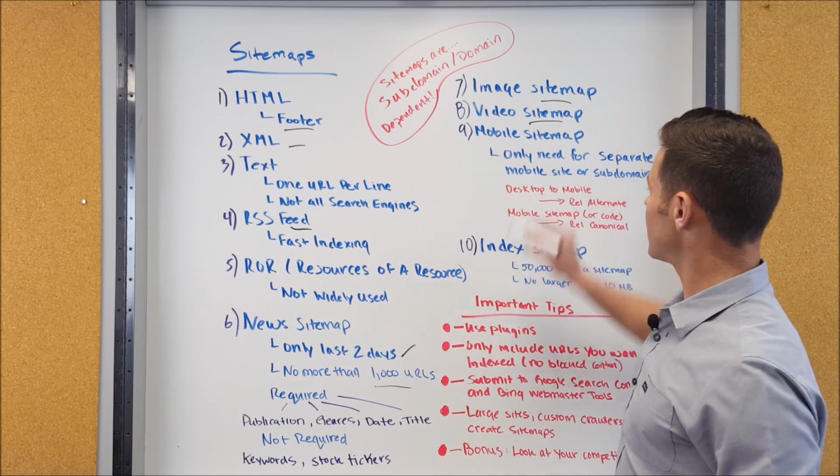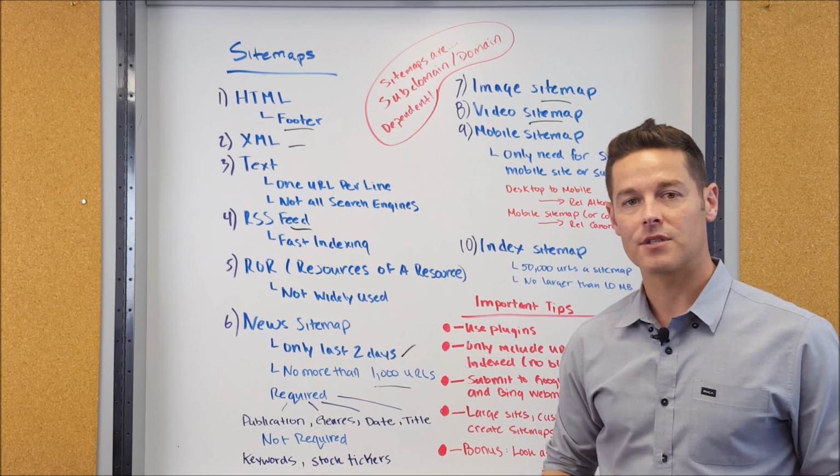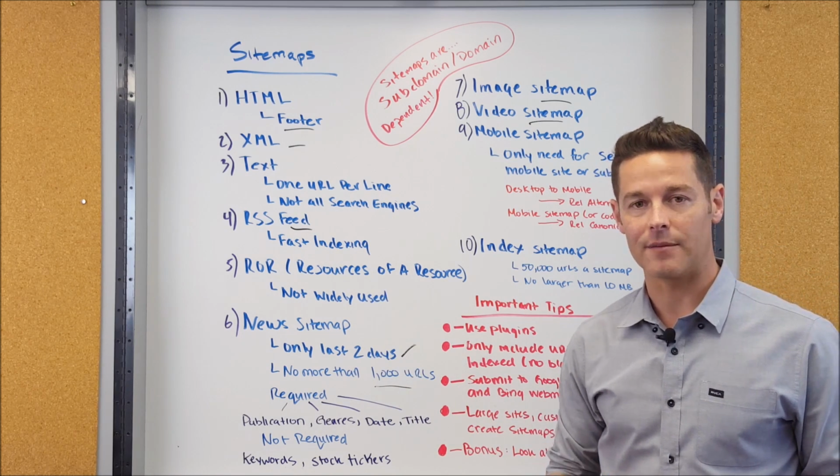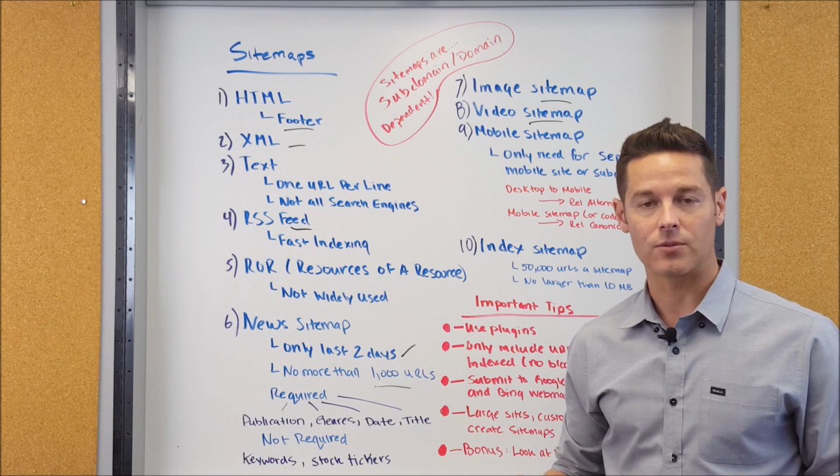There are also video sitemaps. There are some really easy WordPress plugins for both of those. Yoast generally makes a great image sitemap, and the video sitemap is really easy to create also.